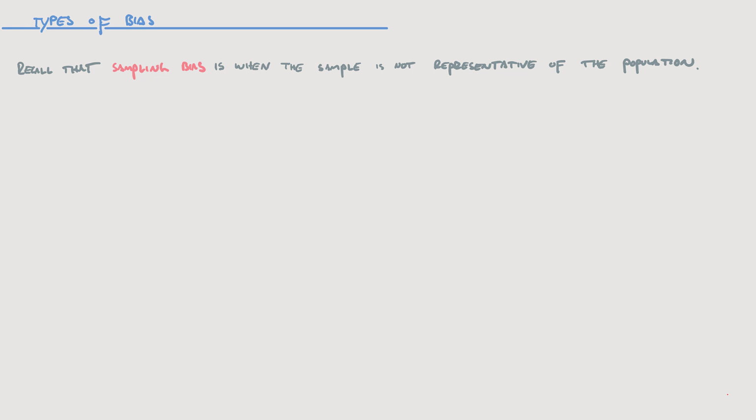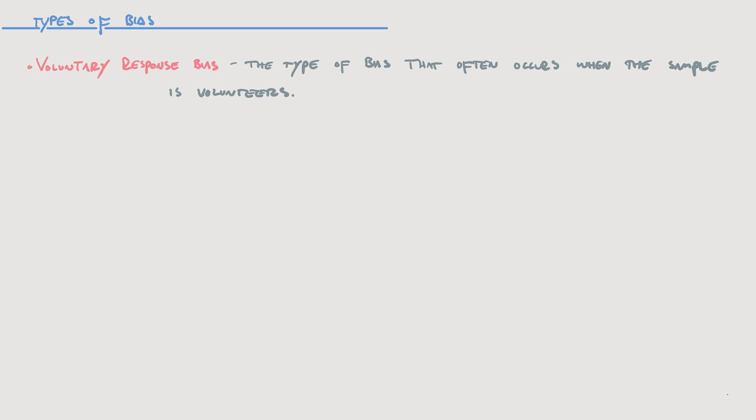So recall that sampling bias is when a sample is not representative of the population itself. There are many different factors that we can point to that would contribute to a biased sample. And so here are the types of biases that can exist. The first is, as I just mentioned, voluntary response bias. It's the type of bias that often occurs when the sample is a bunch of volunteers. So think about things like Yelp or Rate My Professor.